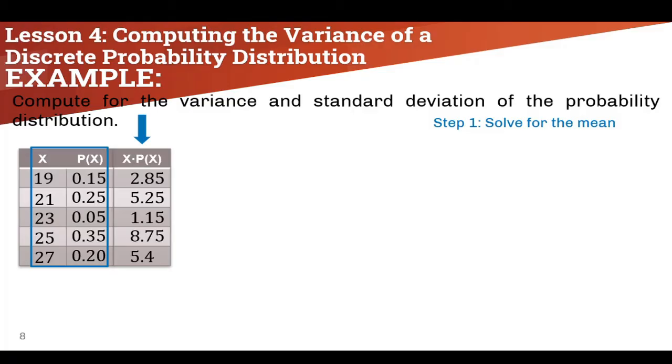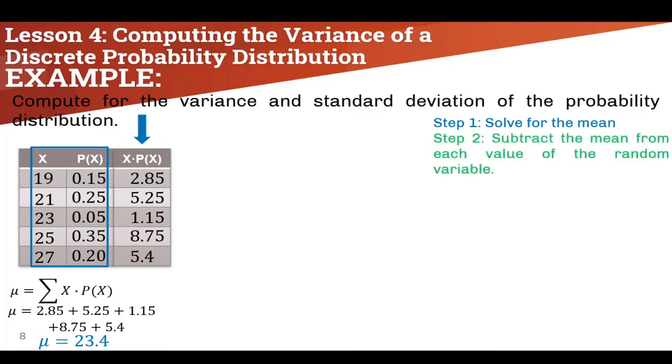Hindi pa. I-add pa natin para makuha natin yung mean. So, i-add lang natin yan. Ano makukuha nating sagot? Very good. Ilan? 23.4. Iyan ang ating mean. Tapos na tayo sa step 1. Next step. Subtract the mean from each value of the random variable.